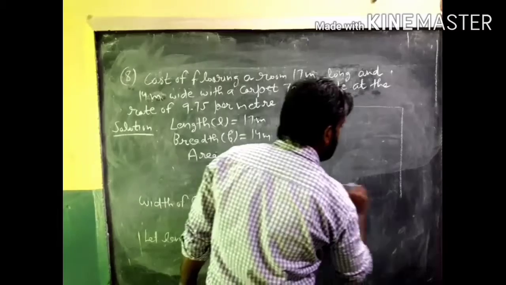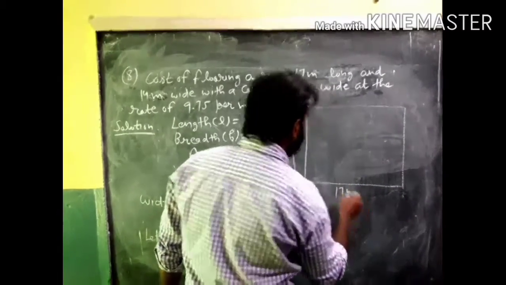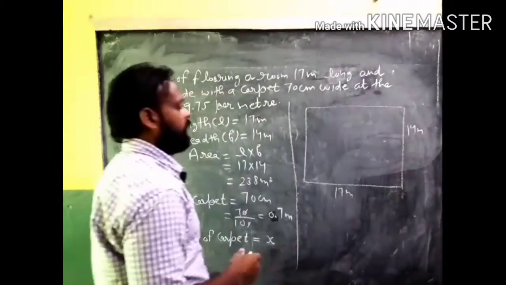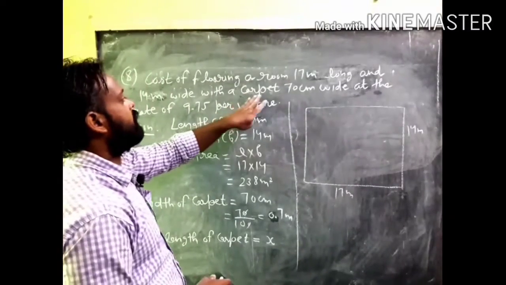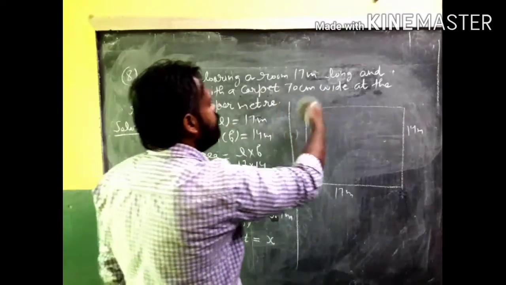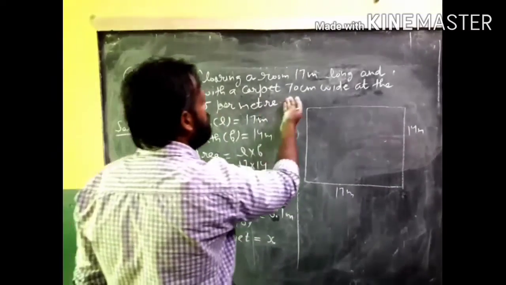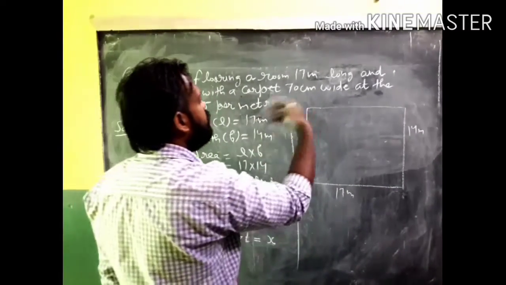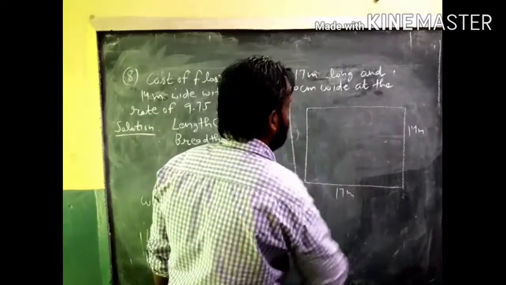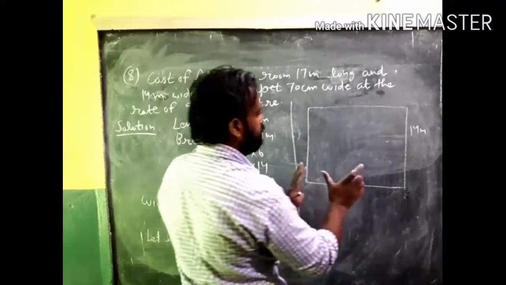Suppose this is a rectangular floor that is given to us, and its length is 17 meter, and of course its breadth is 14 meter. Another thing given to us is the width of the carpet. We want to cover this whole floor with this carpet, whose width is 70 centimeter. This time we have to find how much total length is required to cover the whole floor. I am going to explain how we can find this answer. So see this one.